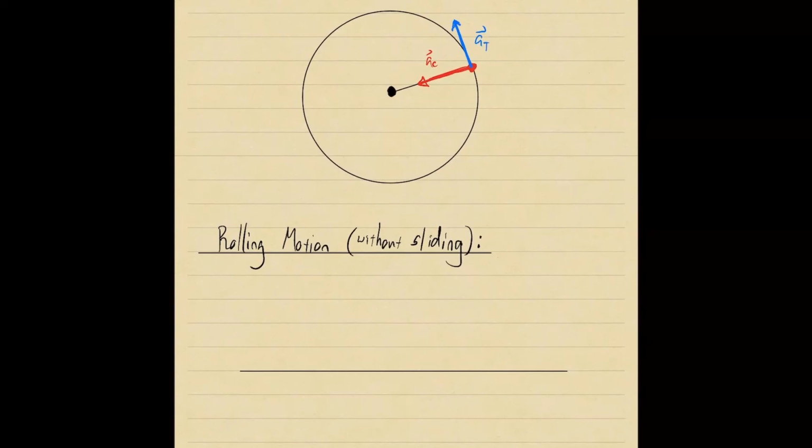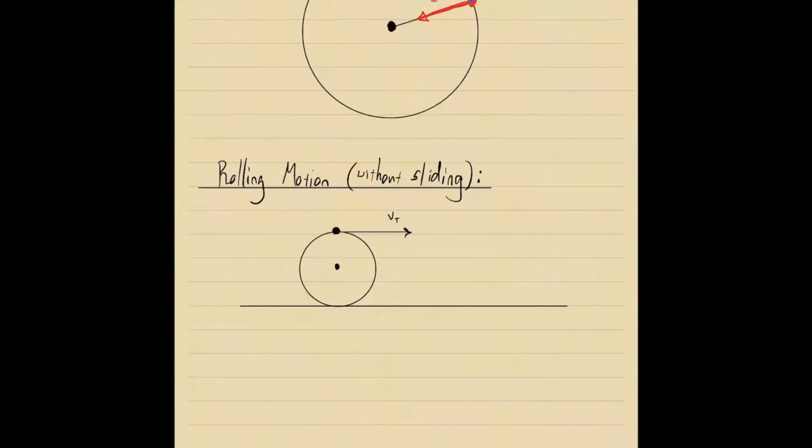So let's pretend that we have some wheel, right? It's rolling along the ground, just like that. So this is the center of our wheel. Now at the very edge here, this wheel is going to have some tangential velocity. It's going to be going tangentially that way, like that.